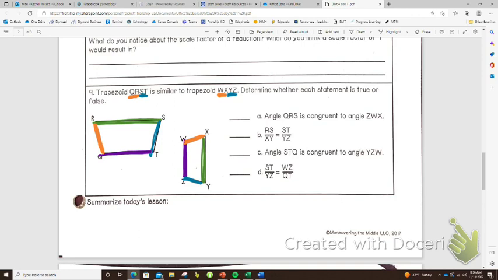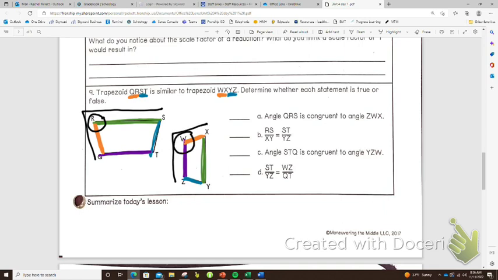So now we're going to determine whether each of these statements is true or false. A says angle QRS. So let's look at what angle that is. From Q to R to S would mean this angle. Is congruent to angle ZWX. So I'm going to go from Z to W to X.